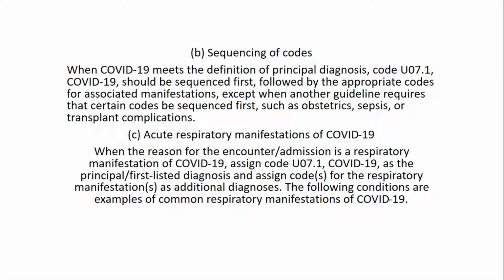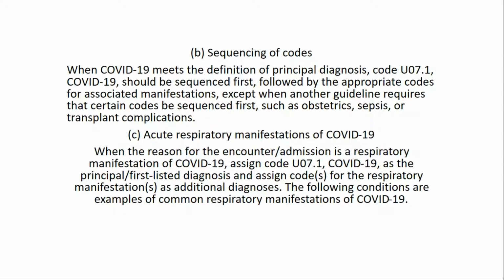Sequencing. When the COVID-19 meets the definition of principal diagnosis, simply code U07.1 as the principal diagnosis, followed by the appropriate codes for associated manifestations, except when other guidelines require certain codes to be sequenced first, such as in obstetrics, sepsis or transplant complications.